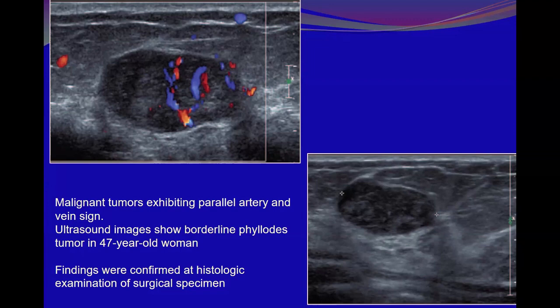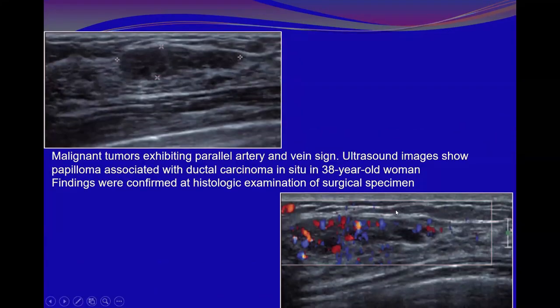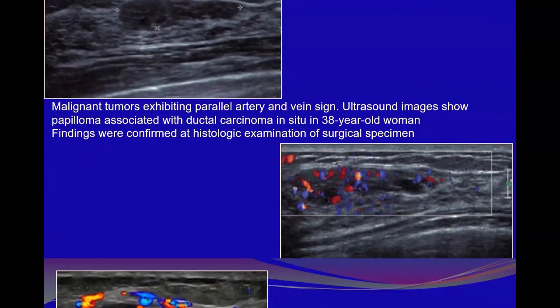And this patient here, a 47-year-old lady, is a case of a phyllodes or borderline phyllodes tumor. And in these patients, when we see numerous vascularity, hypervascularity, in a benign-appearing lesion we have to think about papilloma. And this 38-year-old lady has a papilloma, but morphologically I will not go directly to benign or probably benign, because though it is parallel and oval, some cystic changes are seen, and even the margins are not completely circumscribed. Some areas of indistinctness can be seen. So it was proven to be a papilloma associated with DCIS, demonstrating the parallel artery vein signs.